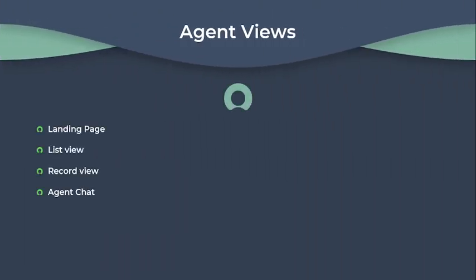Then agent views. Agents use different views in workspace like landing page, list view, record view, and agent chat. Landing page is the first page that an agent sees when opening workspace. It shows which issues the agent can work on. For example, the agent can look at the landing page to see the number of open issues and the work that is assigned to the agent.